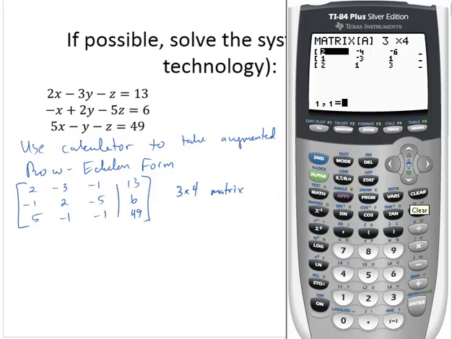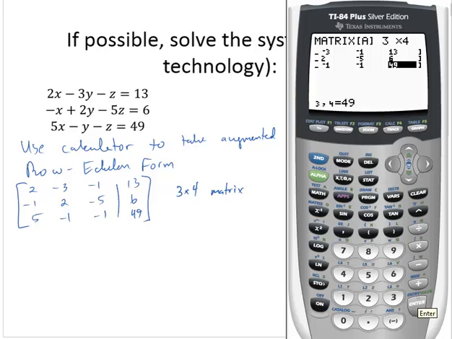Alright, type in your coefficients. So 2, enter, -3, enter, -1, enter, 13, enter. -1, 2, -5, 6, 5, -1, -1, 49. Alright, so we've defined this augmented matrix.